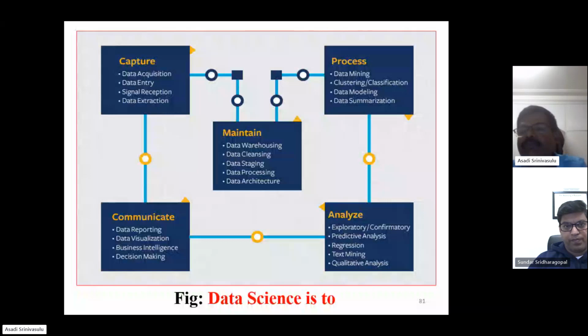Then finally we communicate with the end users. There we show data reporting, data visualization, business intelligence, decision making, etc. If you see this mind map graph, data science is a multidisciplinary subject. It includes statistics, pattern recognition, machine learning, AI, data mining, the KDD process (knowledge discovery in databases), databases and data protection, and visualization. Then the domains like domain knowledge, communications, presentation skills, inquisitiveness, problem solving, business analysis, and business strategy.